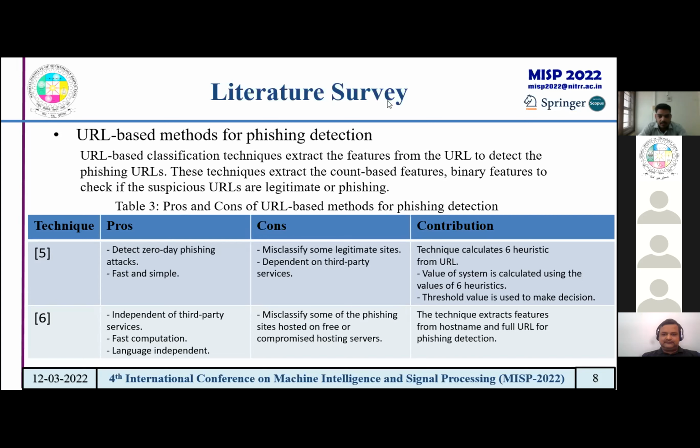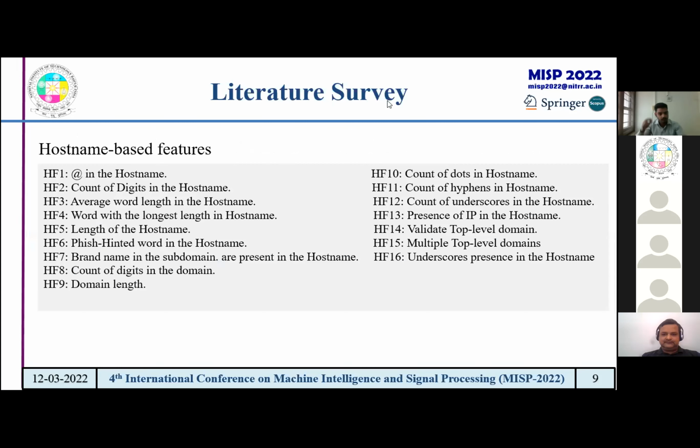In reference 6, in the next slide, I will show a table. They extract host name based features from the URL. So this is the table. They extract features from the host name, like the at-the-rate symbol in the host name, count of digits in the host name, average word length, length of the host name, and phish hinted words. They train machine learning algorithms on these features, and on the basis of these features they classify whether the site is phishing or not.